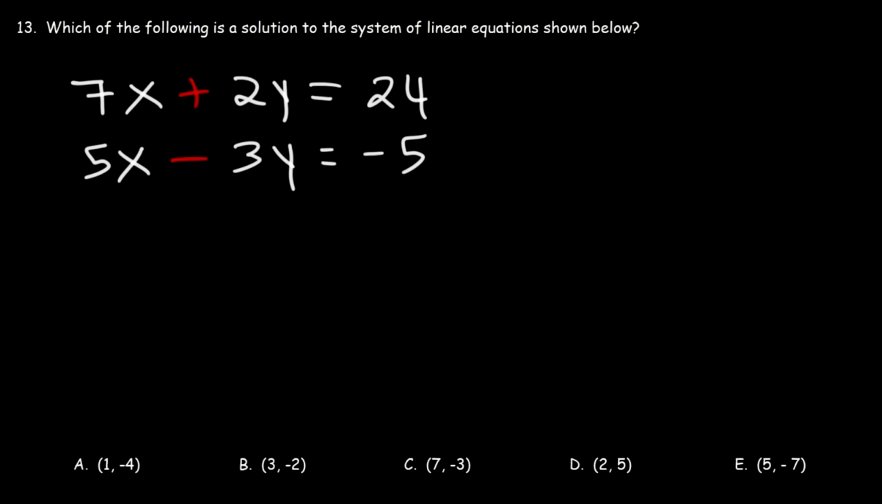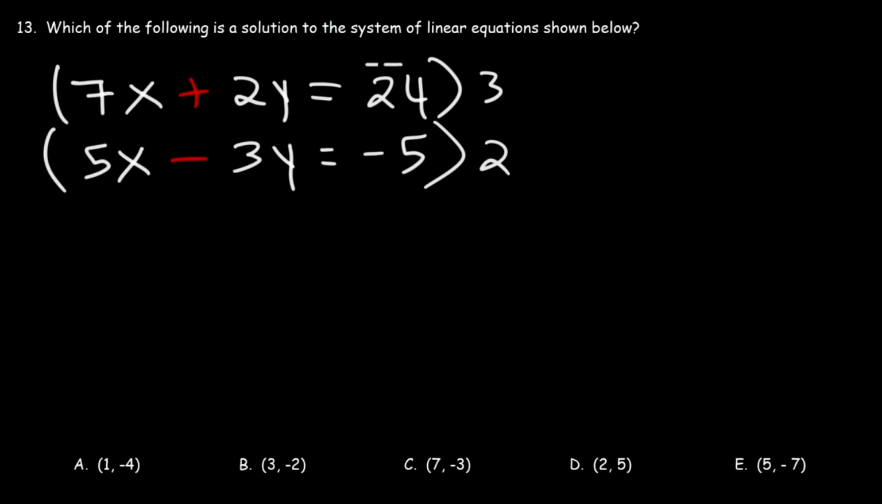Now, the common multiple of 2 and 3 is 6. So I need to get 6y in both equations. I'm going to multiply the first equation by 3 because that's going to give me positive 6y. And the second one by 2 because it's going to give me negative 6y, which will add up to 0.